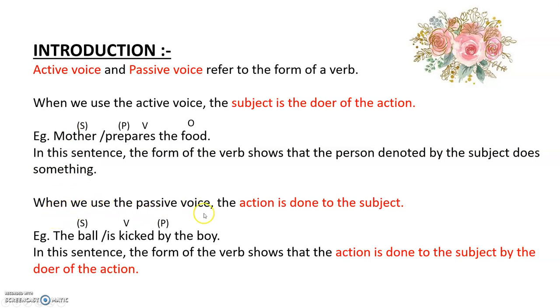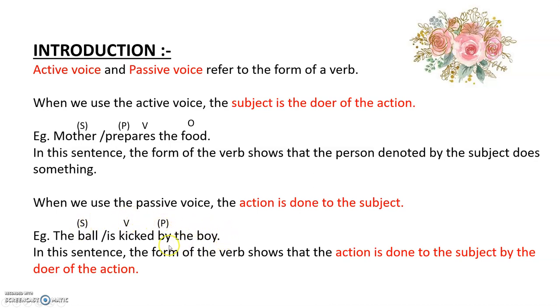Now let us look at the passive voice. When we use the passive voice, the action is done to the subject. Now take for example, the ball is kicked by the boy. Now look at the sentence very carefully. First you divide it into subject and predicate. Subject, the ball; is kicked by the boy becomes a predicate. Now let's check out who is doing the action. Is the ball doing the action? No. It is the boy that is doing the action. But the one who's doing the action, is it in the subject or is it in the predicate?